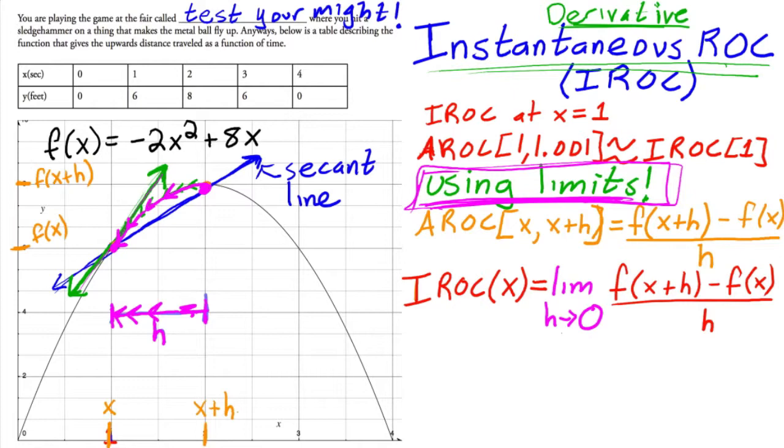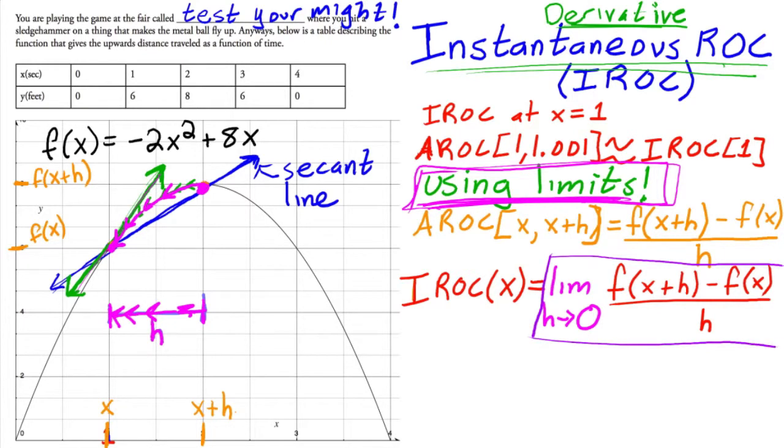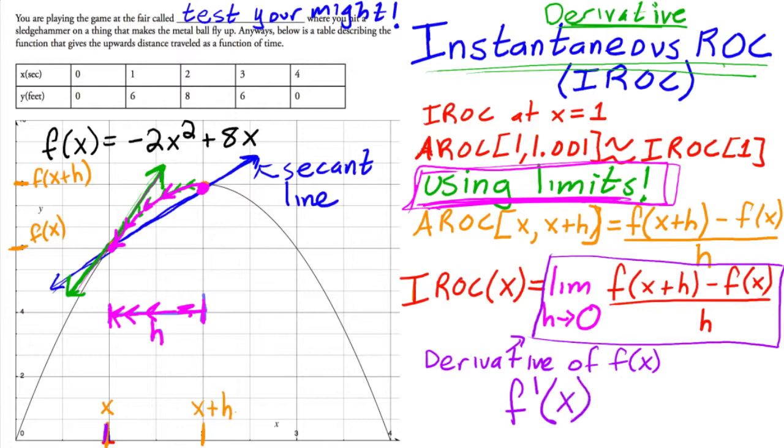Now, that's basically it. This right here is the instantaneous rate of change at this value x. This is also the derivative of f of x, which is symbolized by f prime of x. So this is the derivative. We're also going to take a look at more notation, but I won't bother with that now. We're going to see those later anyway.